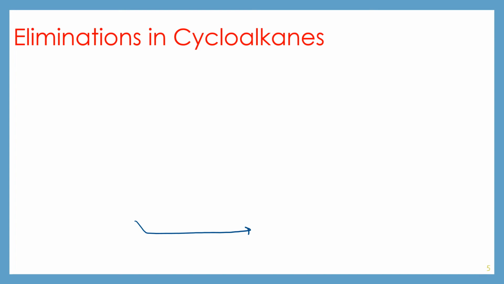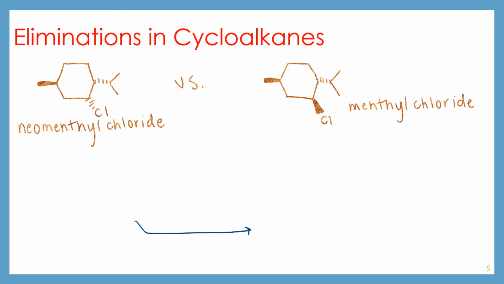So let's take a look at an example. We're going to compare neomenthyl chloride and one of its diastereomers, menthyl chloride. Notice that the difference between the two molecules is in the chlorine substituent. The most stable chair form of the neomenthyl chloride has the isopropyl group and the methyl group in the equatorial positions. And it has the chlorine in the down axial position.